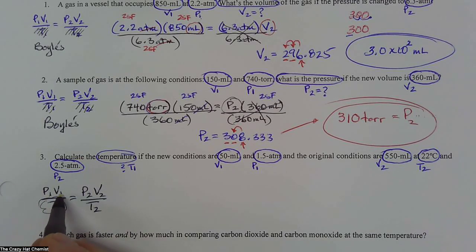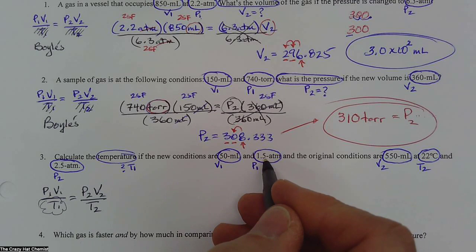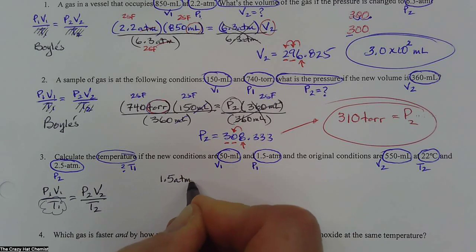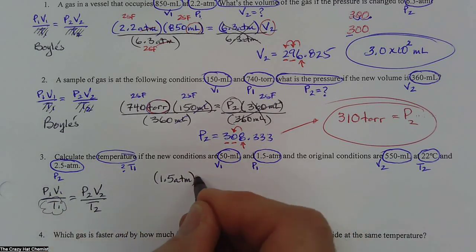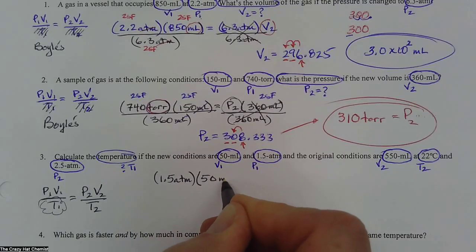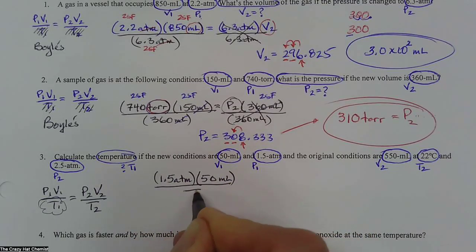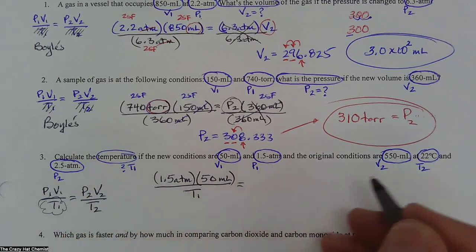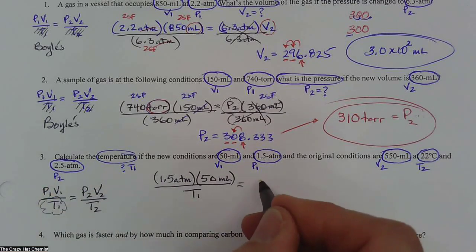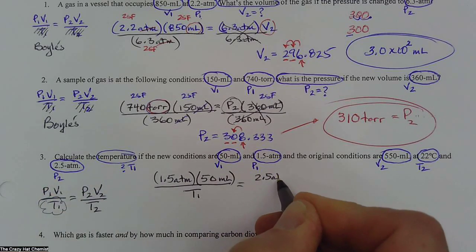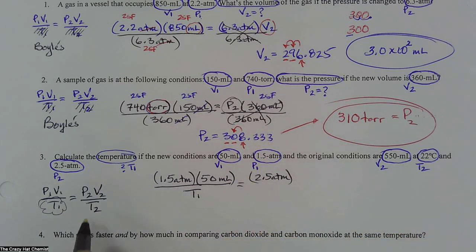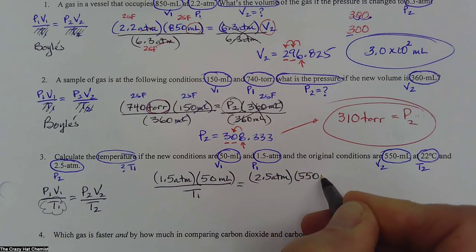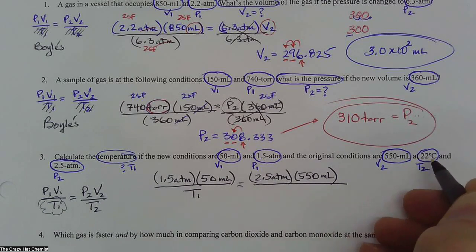So I'm going to plug in the P1 and the V1. The P1 is in atmospheres, and that is 1.5 atm. And then the V1 is 50 milliliters, just like that. My T1 is what I'm solving for. I'm just going to call that T1. And then my P2 is where? That's my 2.5 atmospheres, 2.5 atm. And then my V2 is right here at 550 milliliters.